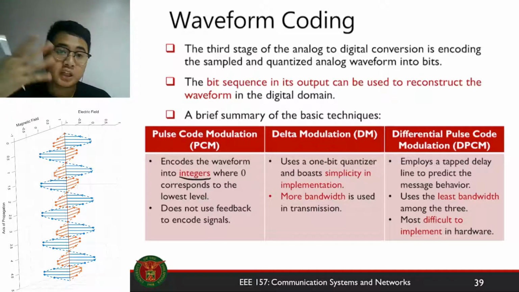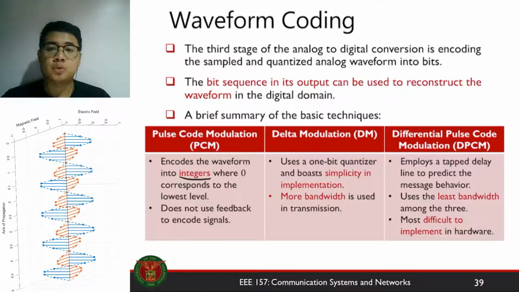So if you have a 4-bit computer, the highest integer is 15. If you have an 8-bit computer, the highest integer is 255. If you have a 1-bit computer, it doesn't exist anymore, your highest integer is 1. Okay, so you map that naturally from the lowest level to the highest level. You map that naturally and you can recreate your waveform.